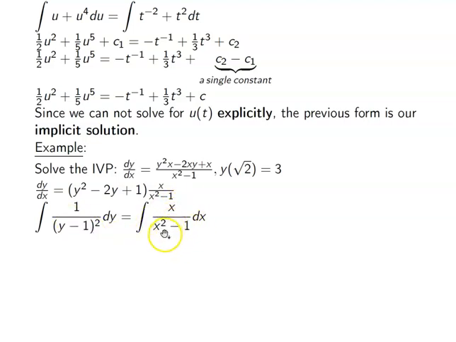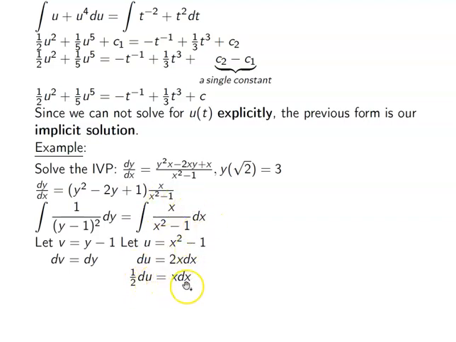Here, it might make sense to use a u substitution. It's probably the best way here. Okay. Here, I'm going to take v equals y minus 1 for my v substitution. And then u is x squared minus 1. We'll just take that whole thing. Okay. So dv is going to be dy. Du is going to be 2x dx. And I have an x dx already, but I don't have a 2, so I'll just divide this 2 over, so I know exactly what x dx is. So half of du is x dx.